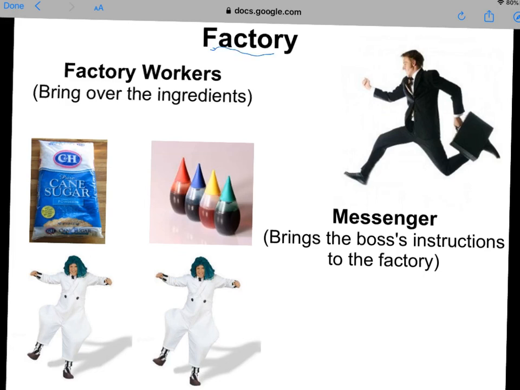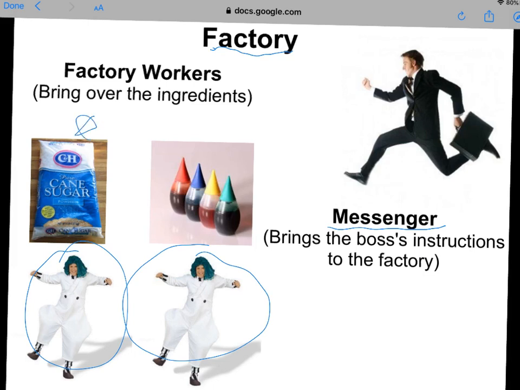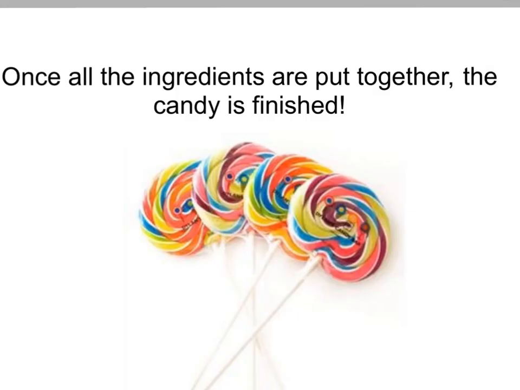So out at the candy factory floor, the messenger arrives and he gives the instructions to the workers. And he tells the workers what ingredients to bring over to make the candy. So this worker maybe brings over the sugar, and this one brings over some coloring. So each worker brings over each ingredient according to the boss's instructions. And finally, all the ingredients are put together to make the candy. Yay.